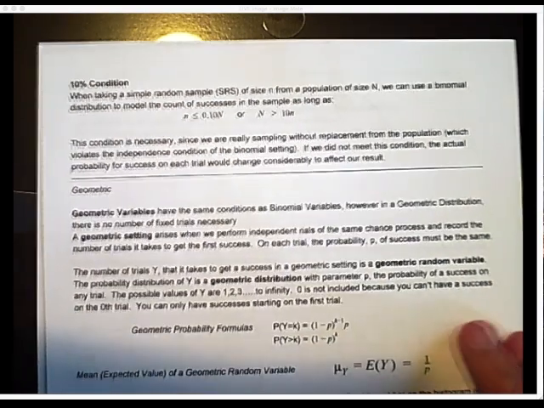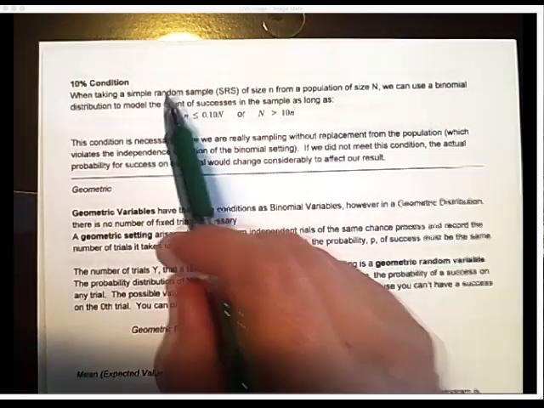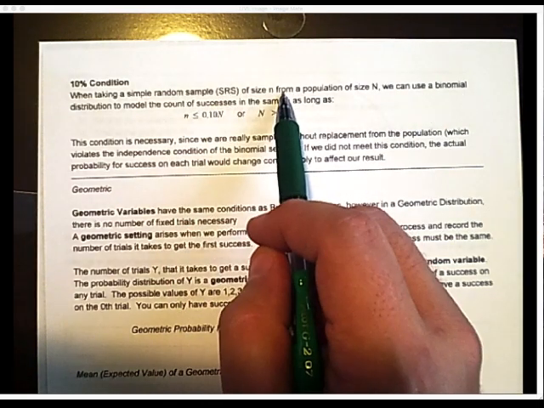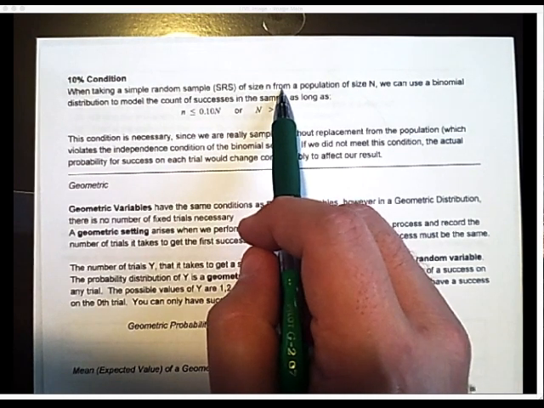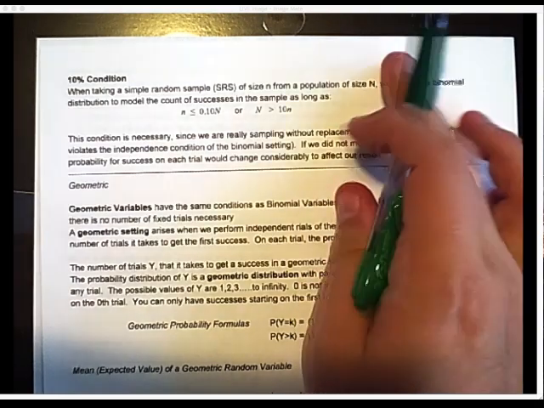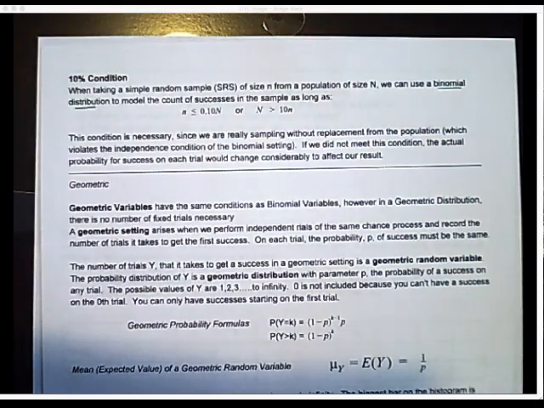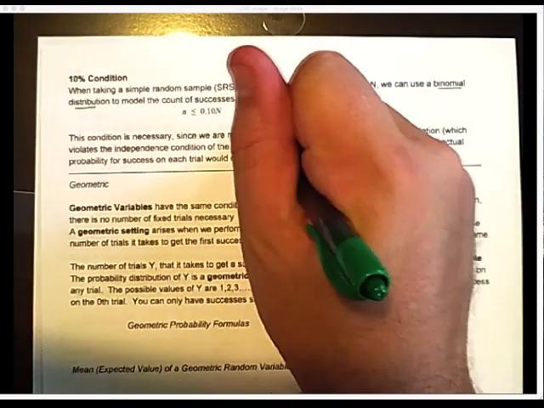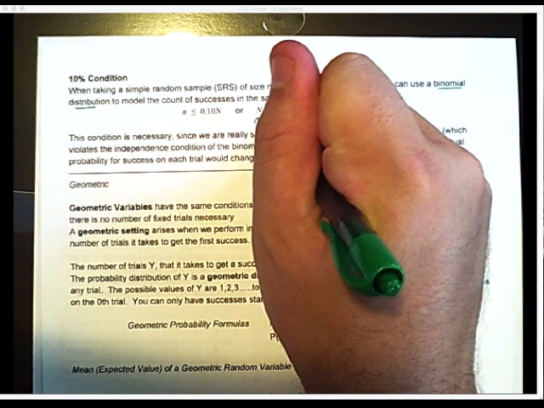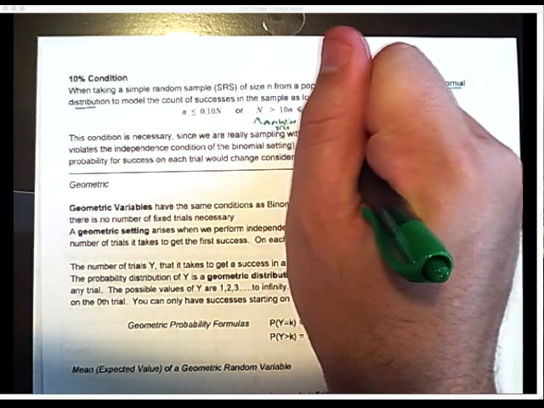And there's another condition that the textbook talks about. It's called the 10% condition. What this says is, when we take a random sample of size lowercase n from a population of size capital N, we can use binomial to model the count of successes in the sample as long as the population size is bigger than 10 times the sample size.